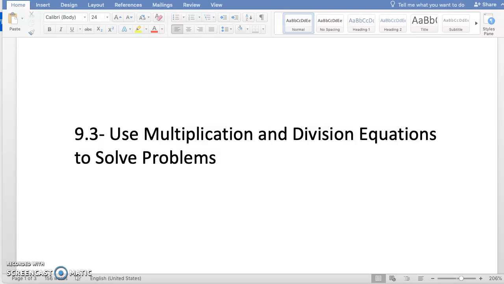Hey, sixth grade, we're getting ready to start lesson 9.3, which is called Use Multiplication and Division Equations to Solve Problems. Yes, you need to get that in your notes. You need to write it at the top of your page, just like you're labeling it like you've done for other lessons. So 9.3, use multiplication and division equations to solve problems.